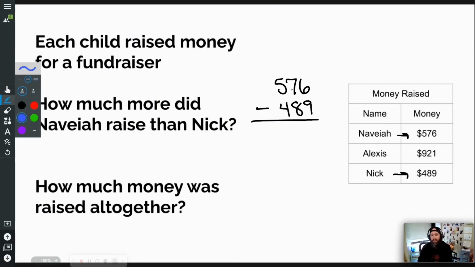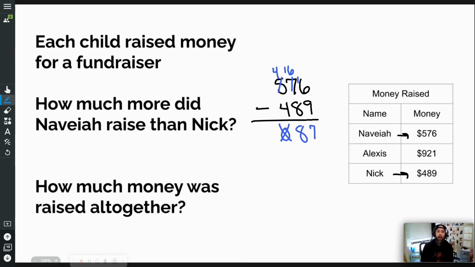6 minus 9, can't do it. Borrow 1 from 7 and call 7 6. 16 minus 9 is 7. 6 minus 8, can't do it. Borrow 1 from 5 and call it 4. 16 minus 8 is 6. 4 minus 4 is nothing, but I don't need that 0. What are we talking about here? How much more did Nevaeh raise than Nick? We're talking about money. So she raised $87 more. And that's the answer for that one.